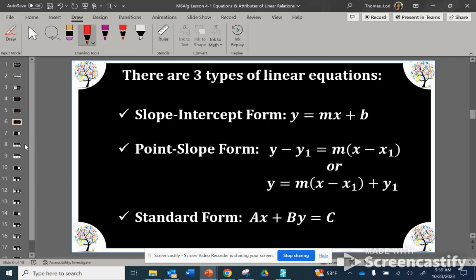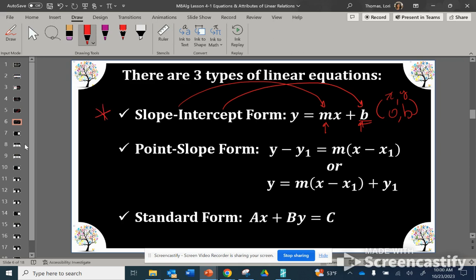Okay, here are the three types of linear equations. We have slope-intercept form, y equals mx plus b. It is called slope-intercept form because it provides the slope and it provides the y-intercept. Remember, your y-intercept is when x is 0. So this value is the y coordinate of your y-intercept. If I have the slope and I have the y-intercept, I'm going to use this form.